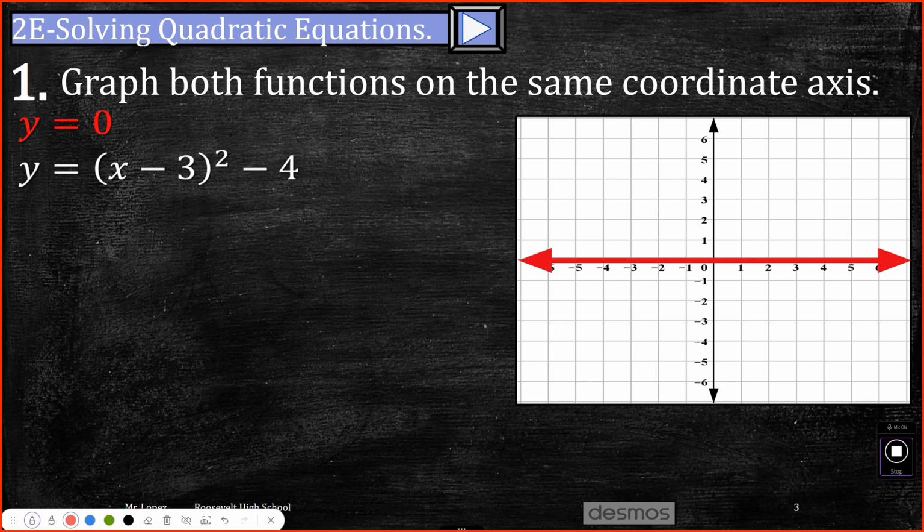The second function here is a quadratic that, by now I hope you recognize, is a very simple graph that you can do. It's a quadratic because it's second degree. You know it's a parabola. The vertex is at 3, -4, and then the a value is 1, so you're going to go up 1 over 1.